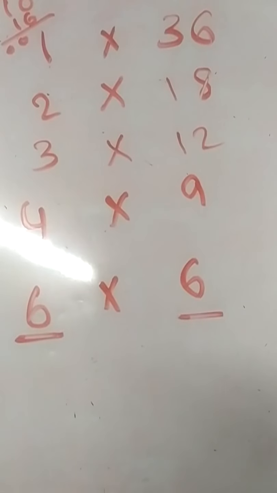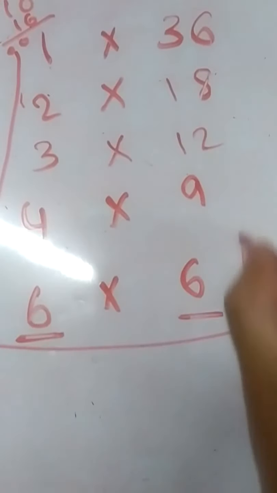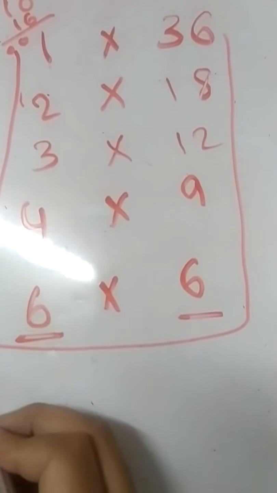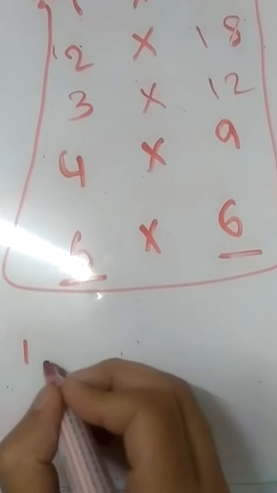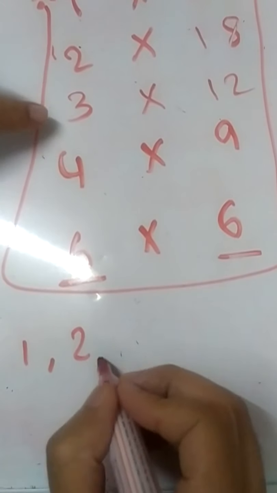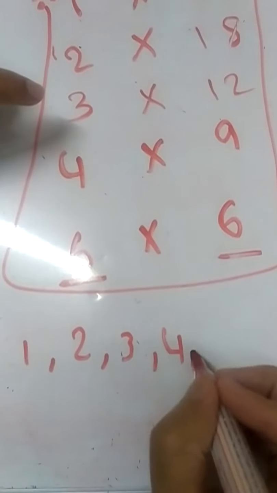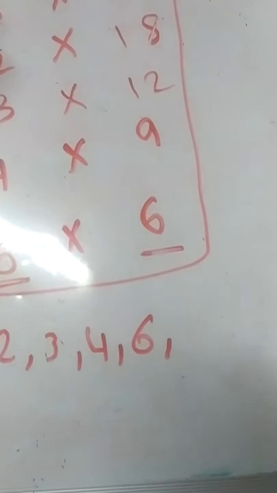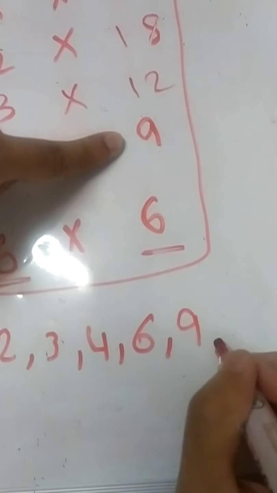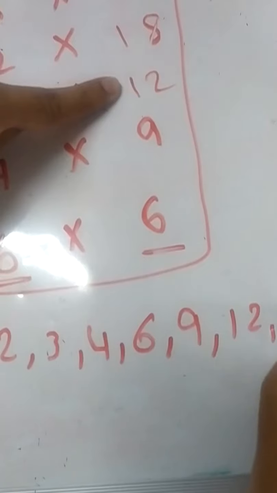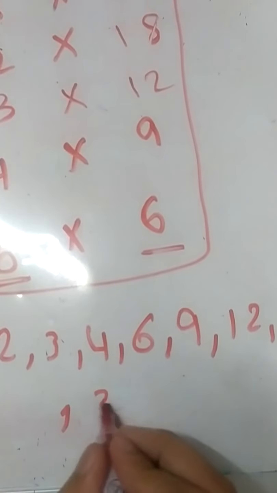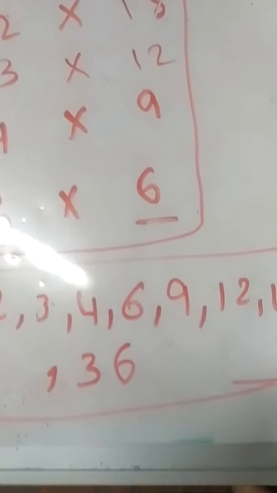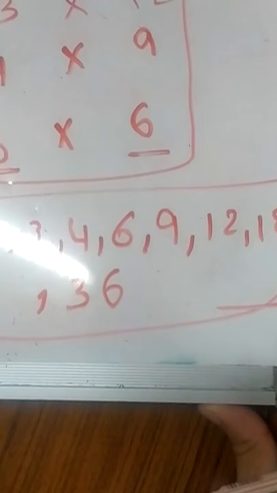And then you can list them beside each other like this. You can make a line like this one and move like this. You're going to write them in order: 1, 2, 3, 4, 6, and we're not going to write 6 again because we have already written it. 9, 12, 18, and finally 36 itself. So this is the answer for this question when I'm asked to list all the factors of a number.